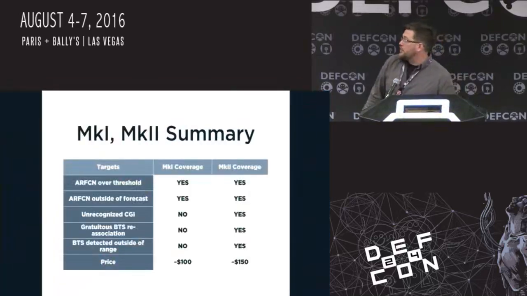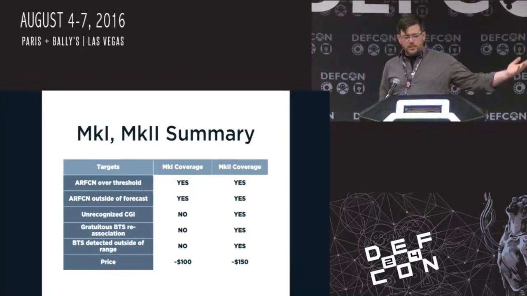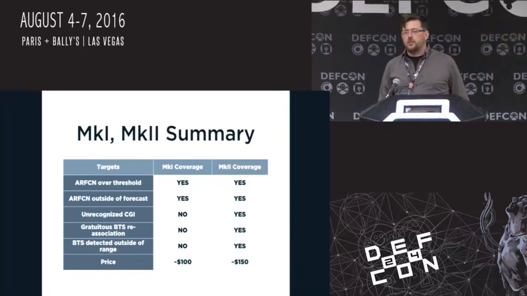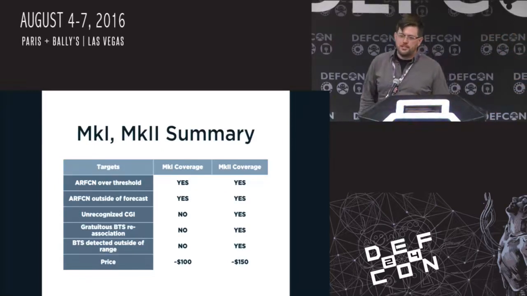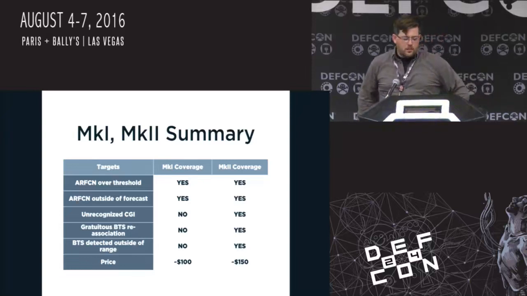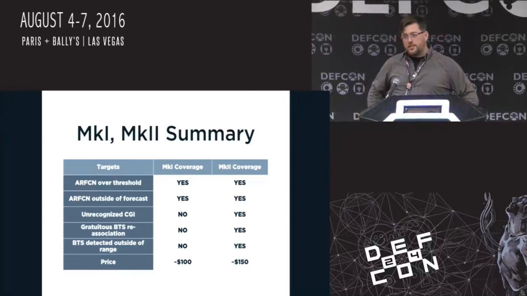All right, so summary of Mark 1 and Mark 2 functionality. Like we discussed earlier, ARFCN over threshold and outside of forecast worked great with the first one. It was just really slow to return results. 7 minutes, you've already told them your stock trading tips, and somebody else has them too. With the Mark II, we hit all of our objectives. ARFCN over threshold and outside of forecast, of course, because we were still using Calibrate.